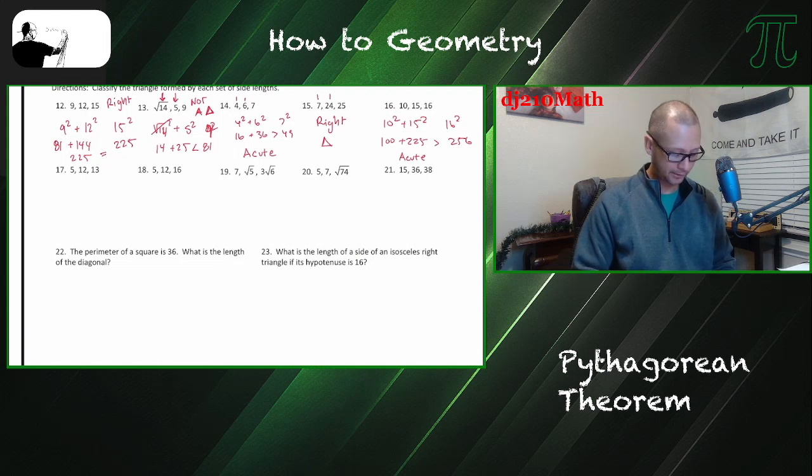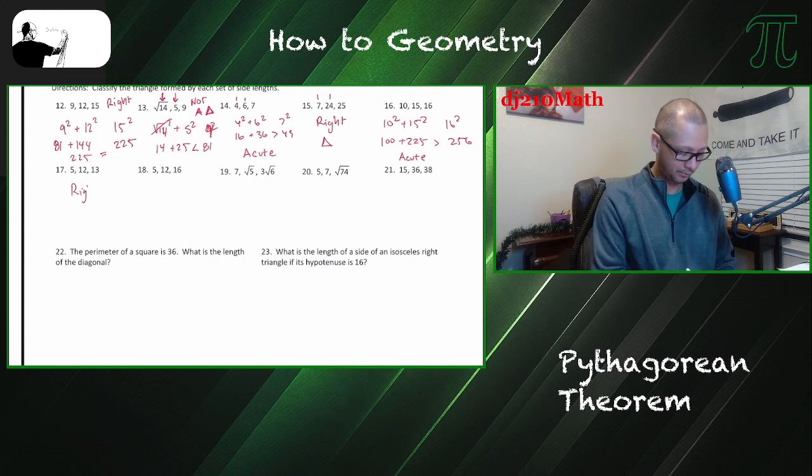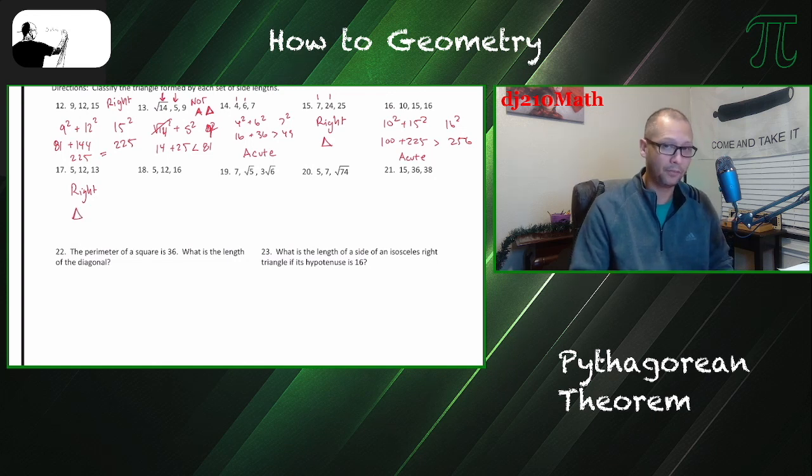5, 12, 13, Pythagorean triple, right triangle. How did I know that? Because we just looked at the list. That's a right triangle: 5, 12, and 13.